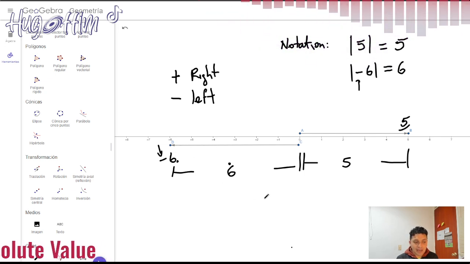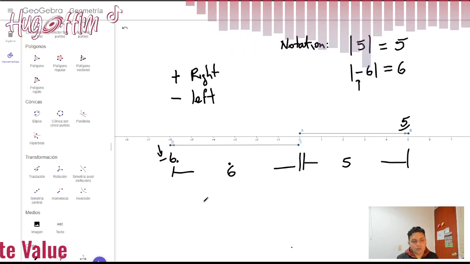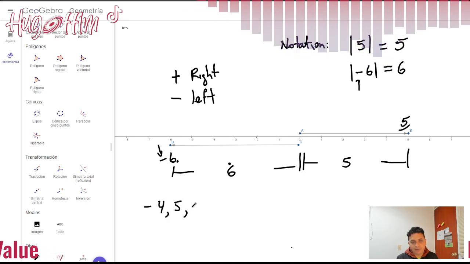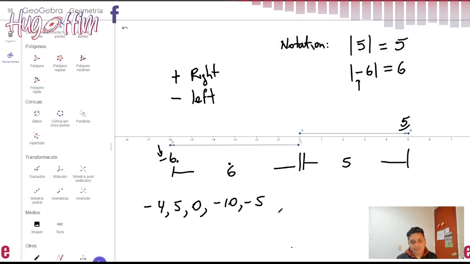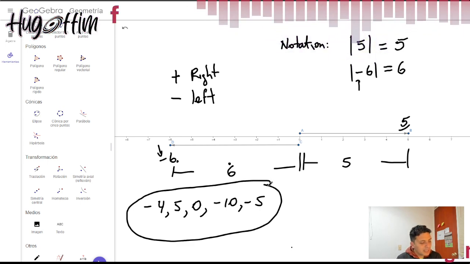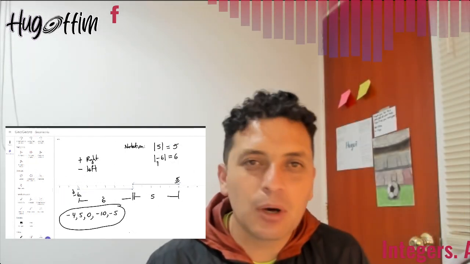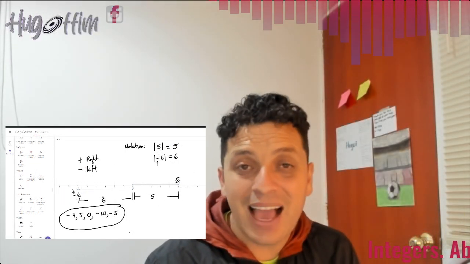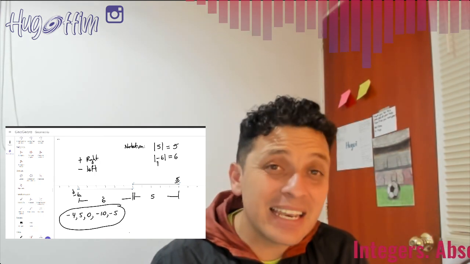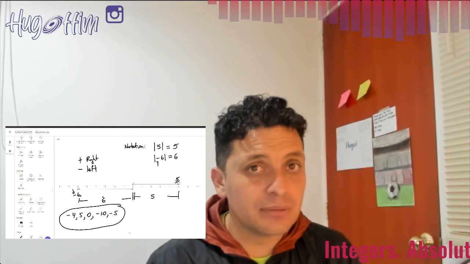And finally, I suggest you work out these absolute values. Work out the absolute values of these numbers. What are the absolute values of -4, of 5, of 0, of -10, and -5? Write them in the comments. Let me know if this video helps you to understand a little bit about integers and how to get the absolute value of integers, that this is the beginning of adding any type of numbers, including integers.